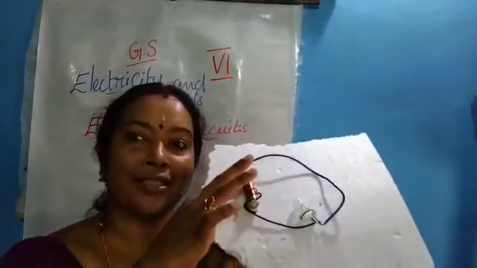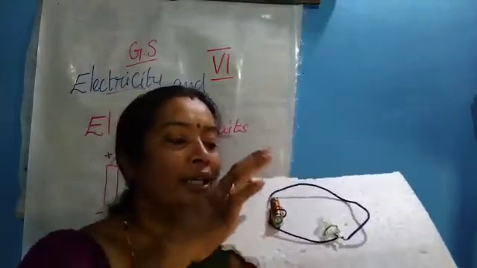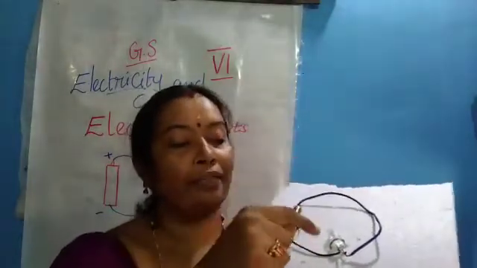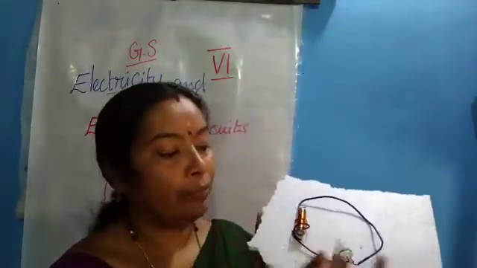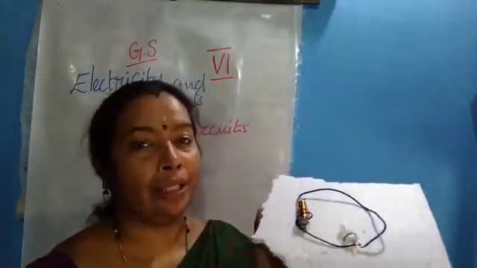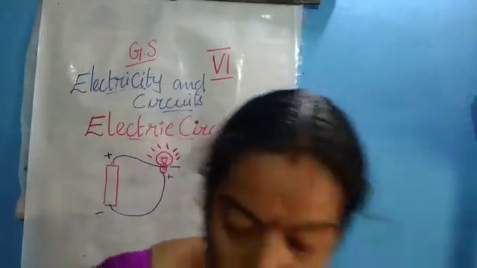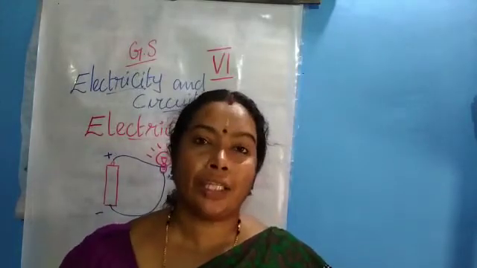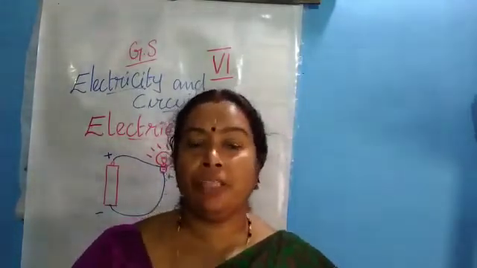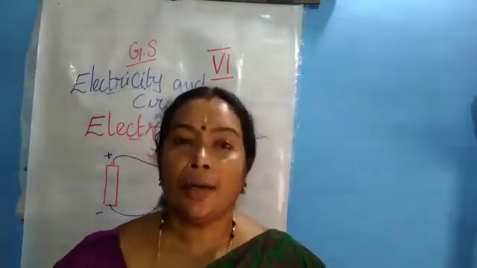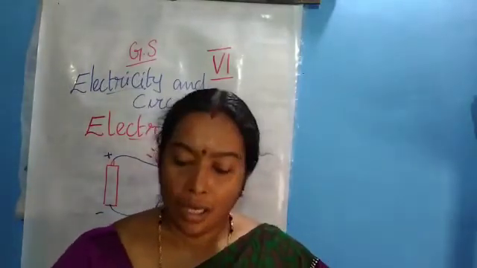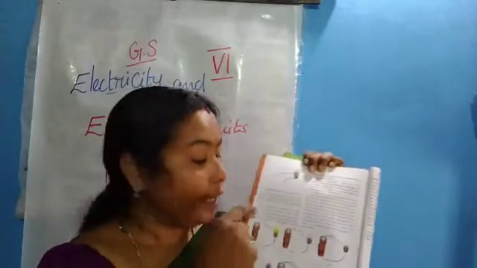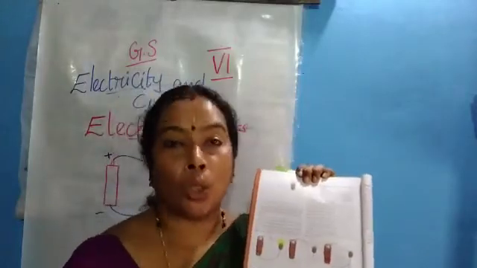Can you see this? The battery top is positive and the bottom is negative. I connected two wires to the bulb, which also contains two terminals. In the textbook we have 6 positions of connecting the wires with the electric cell and the electric bulb. But in some of these positions the bulb is not glowing, and in some positions the bulb is glowing.